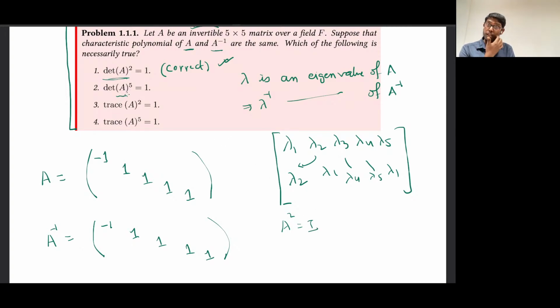Determinant of A to the power 5 is equal to 1. That's not correct, because if I take A to the power 5, there is 1 minus 1 here, and therefore you will be getting minus 1 in the determinant. So this is not correct. Similarly, trace of A square is 5 here, so that's not correct. And trace of A to the power 5 is 1, that is also not correct. And therefore, this option is correct.